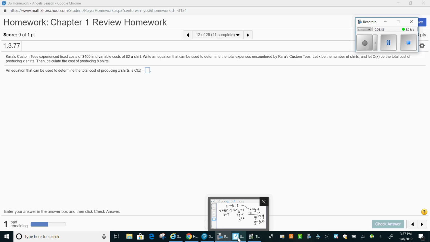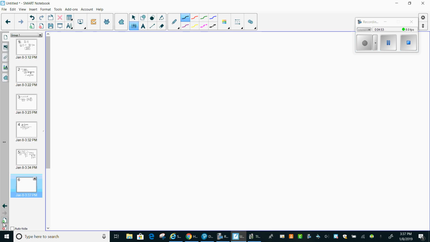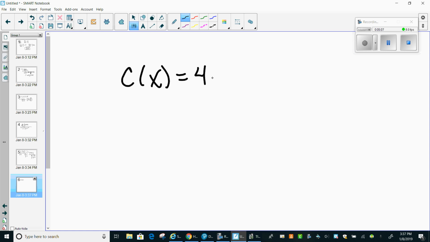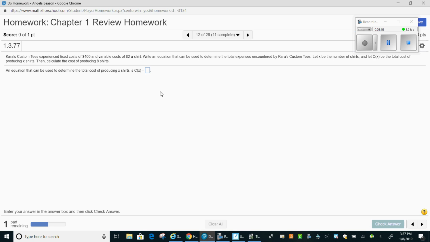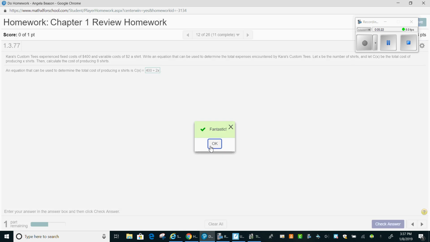So first I've got to write the equation. They tell me to use C of X, so I'm going to start out C of X equals, and I've got fixed costs of $400, and then it's $2 a shirt, and they say let X be the number of shirts. So my equation is going to be 400 plus 2X. C of X equals 400 plus 2X. They already start out with C of X, so all I have to do is type in 400 plus 2X. And that is the equation.